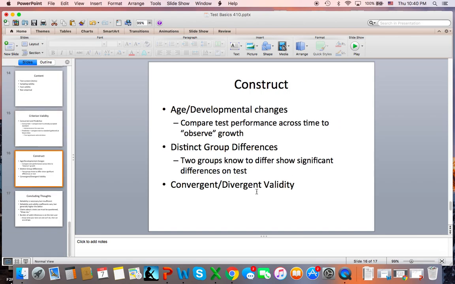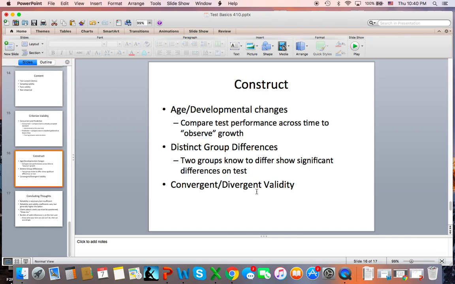Then there's construct validity. So is the test really measuring what it's supposed to be measuring, what it purports to be measuring? And so there's a bunch of different lines of construct validity that can be collected. So for example, age and developmental changes. You compare a child's test performance across time to observe the growth on that particular skill.